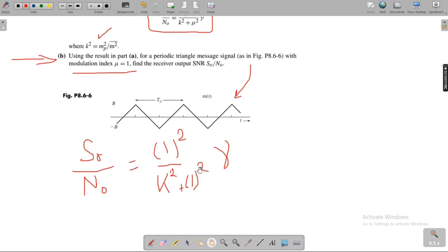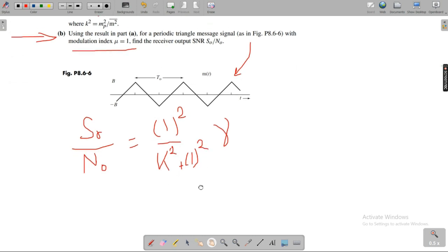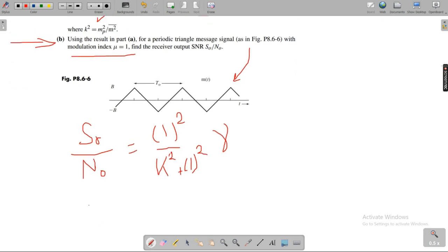We will use the elements that he has brought here. He mentioned that k square equals what? Here in this part, k square equal mp square over m square mean value. Putting a line, horizontal line above the m, this means the mean value.